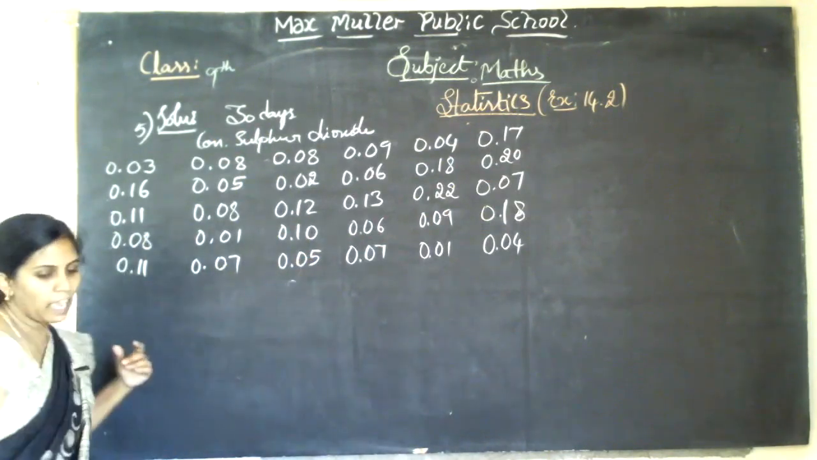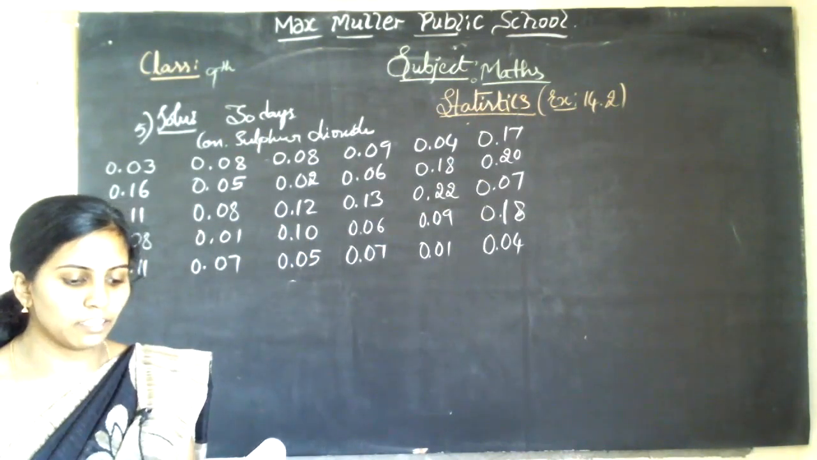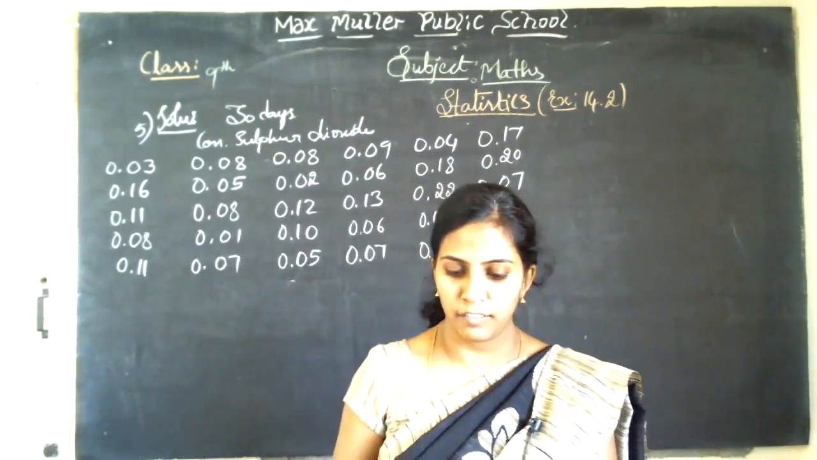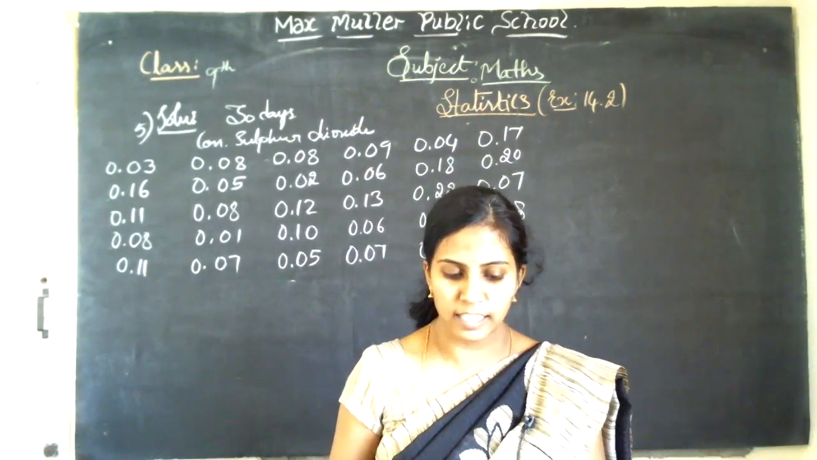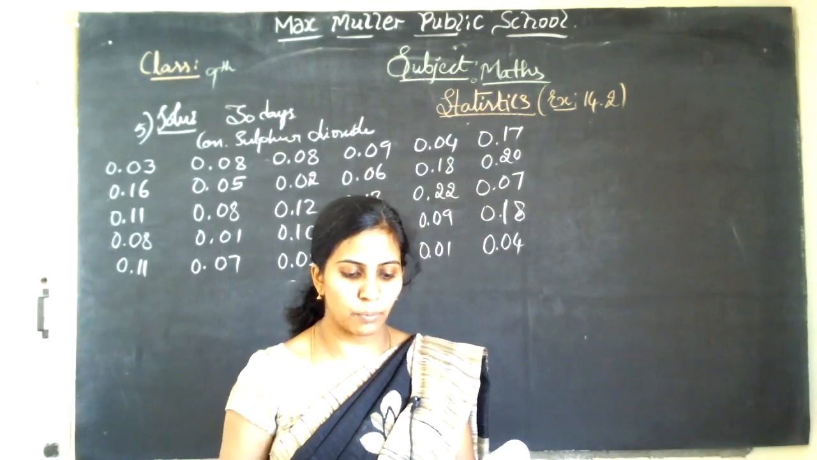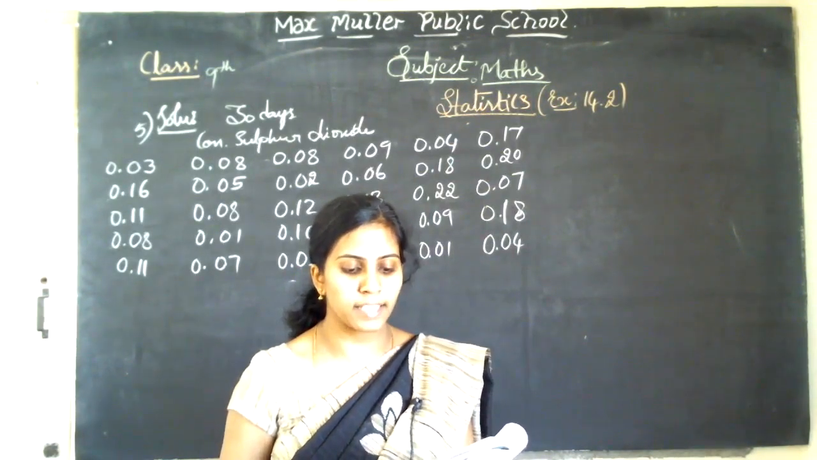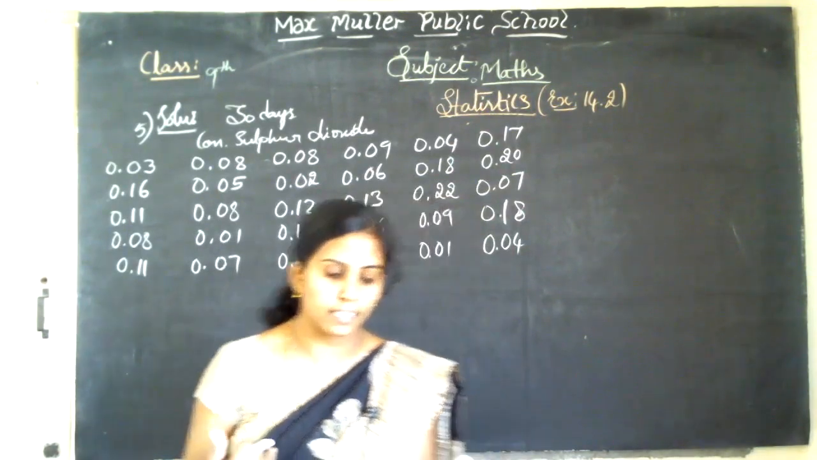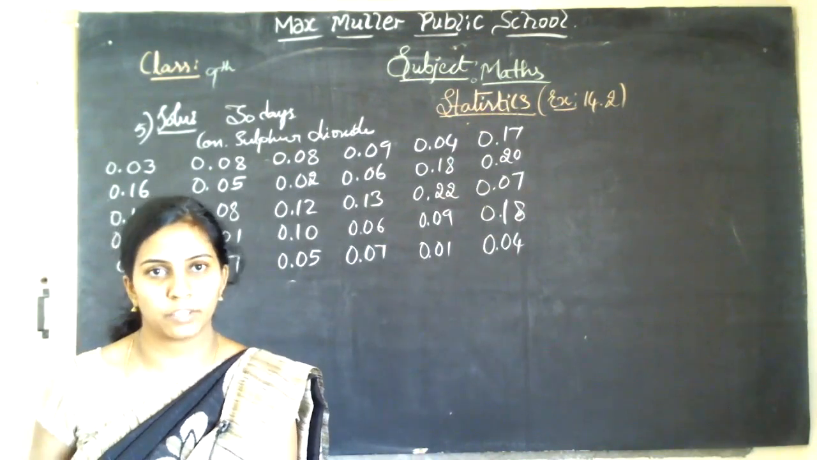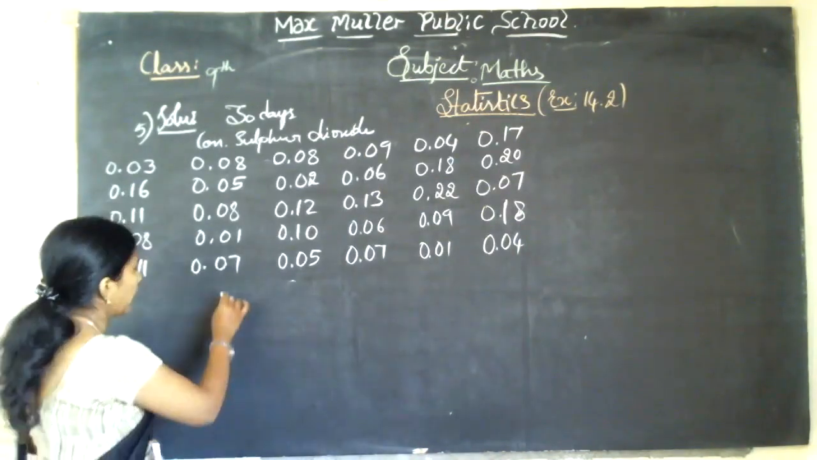Next, what we have to do for the first one: make a grouped frequency distribution table for this data with the class intervals as 0.00 to 0.04, 0.04 to 0.08 and so on. They have given the class intervals. We need to follow that. If they have not given, you can take your own choice. But if they have mentioned, you have to take only that class interval.